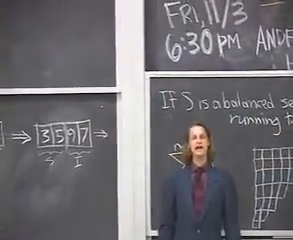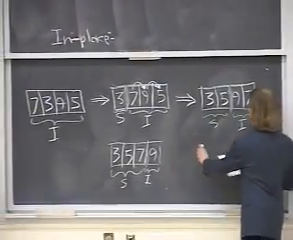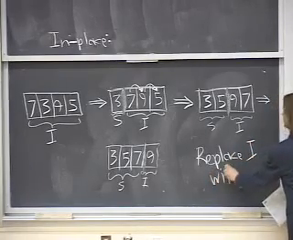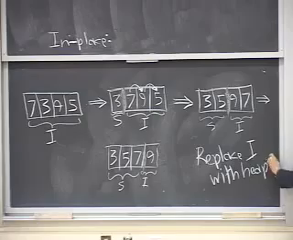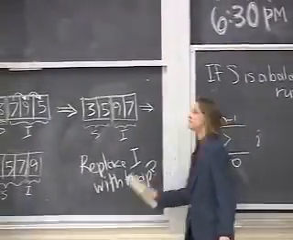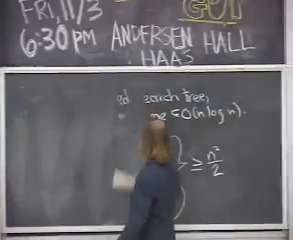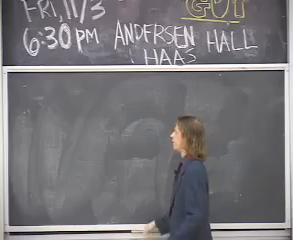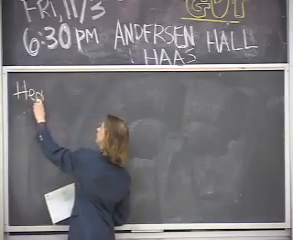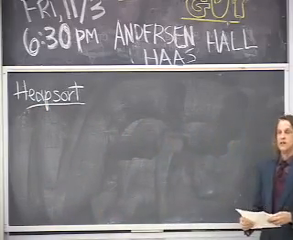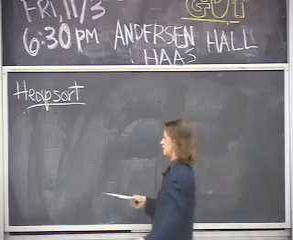What happens if you replace I with a heap? Well, if you have a heap, you can do selection a lot faster than linear time. And that gives us another algorithm called heap sort. So heap sort is a selection sort in which I is a heap.